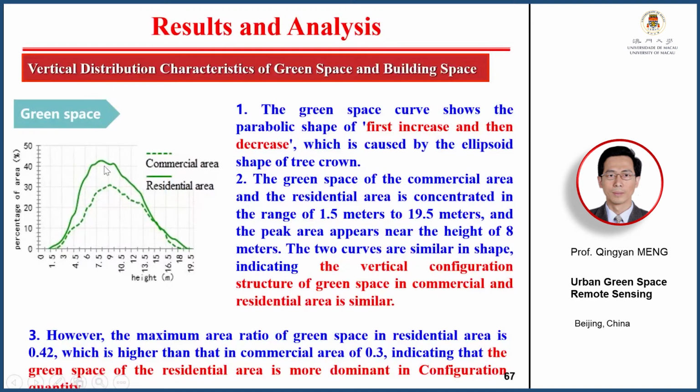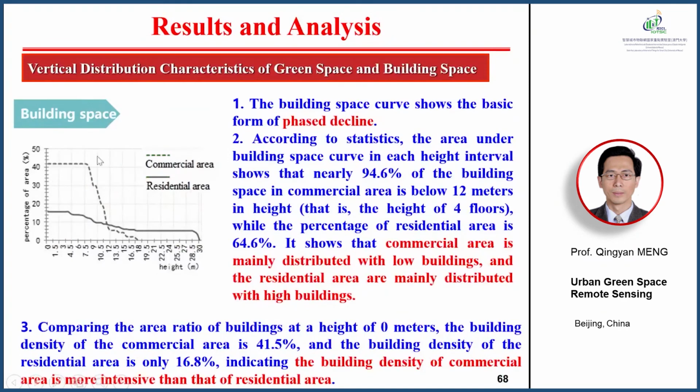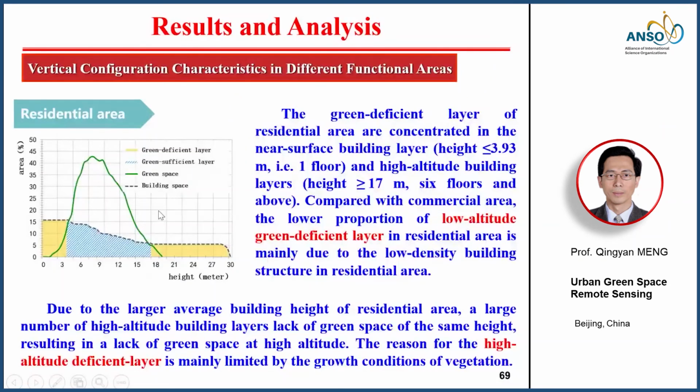However, the maximum area of the green space in the residential area is higher than this one. This is also the building space characteristics. We analyze it. This is the residential area. By analyzing the green deficit or sufficient layers of the green space and the building space, we can know where is the deficit and where is the sufficient. This is sufficient, this is the deficit.